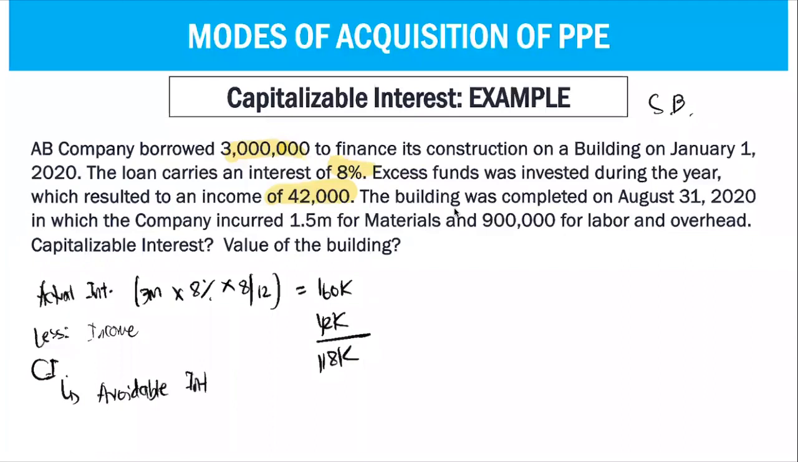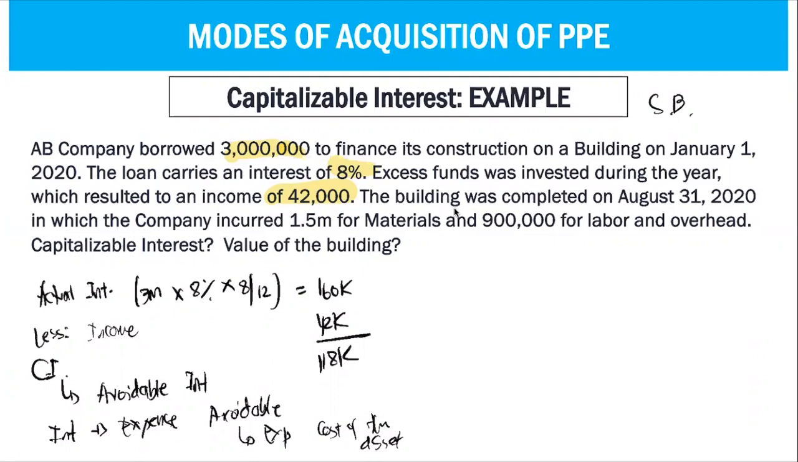By the way, capitalizable interest again is known as your avoidable interest. Sir, why is it known as avoidable interest? Because guys, interest is an expense, right? It is called avoidable because instead of expensing it, you place it as part of the cost of the asset. So instead of expensing it, you avoid an expense by placing it as a cost of the asset.